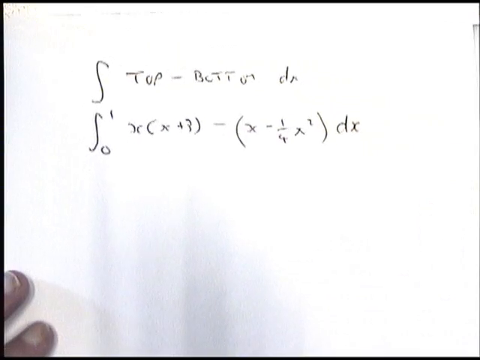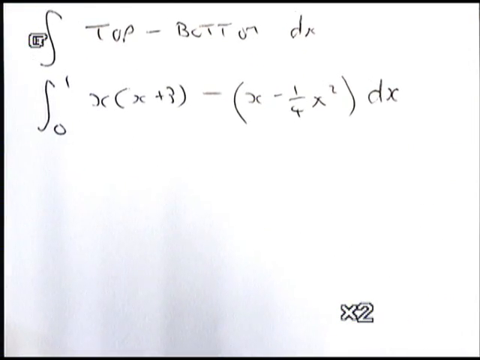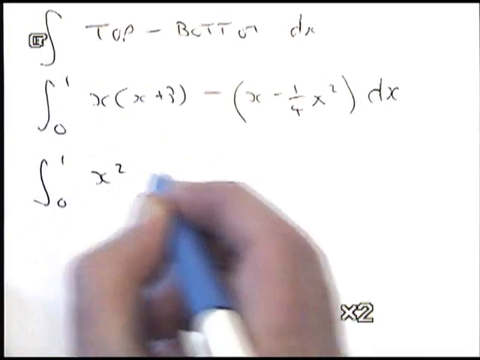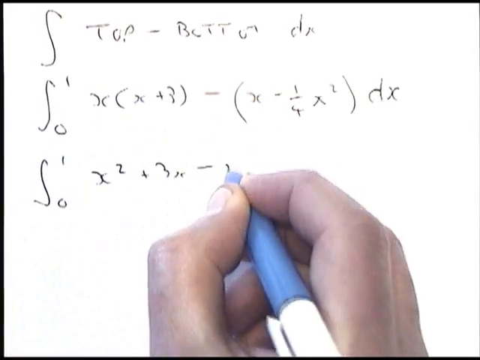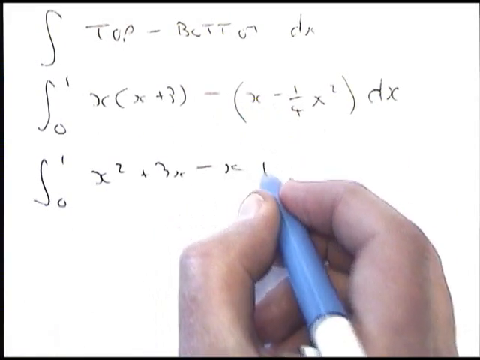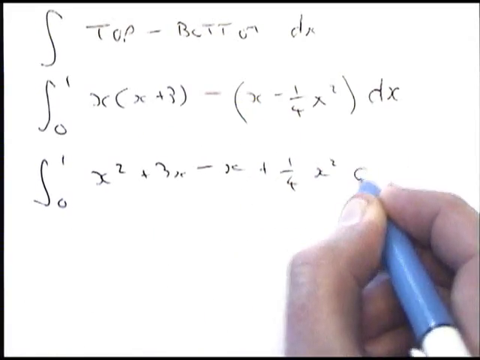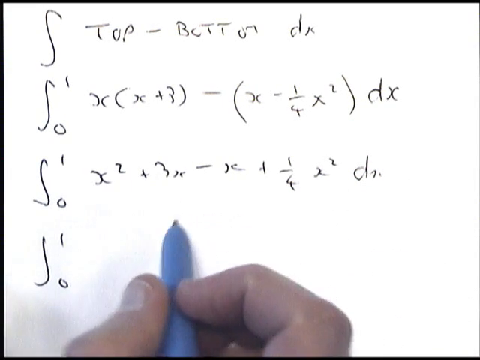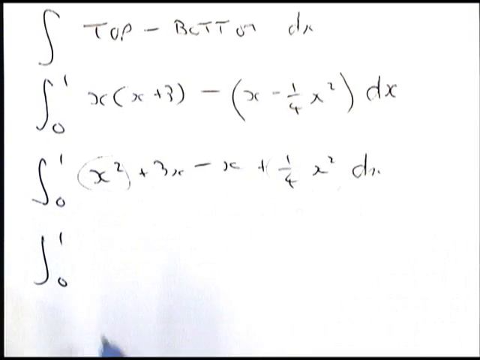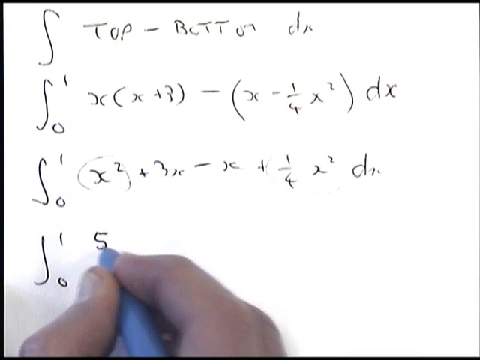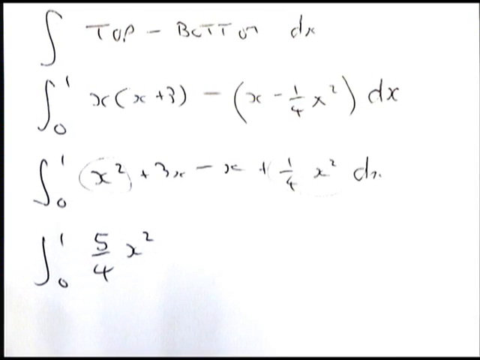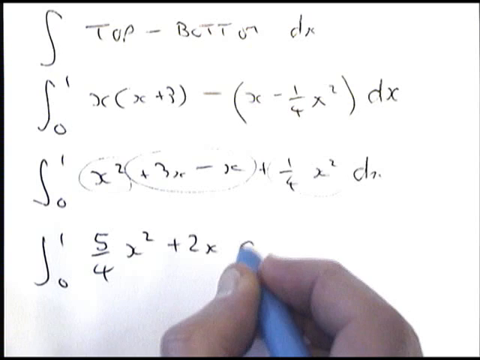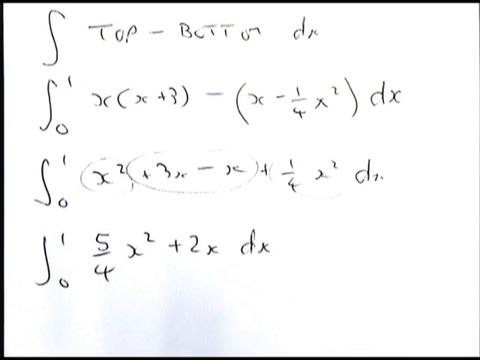So continuing with this, before we do any integrating, we might as well multiply it and simplify. So between 0 and 1, I have here x squared plus 3x minus x minus minus, that makes plus a quarter x squared. The dx is still there. Carrying on, how many x squareds have I got? 1 there, another quarter there. That's 1 1/4, or 5 quarters x squared. And here I've got 2x. So that is what I've got to integrate.